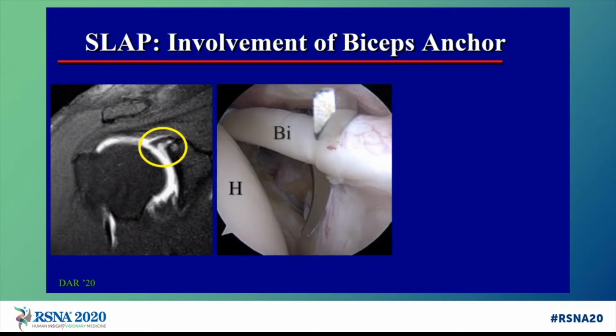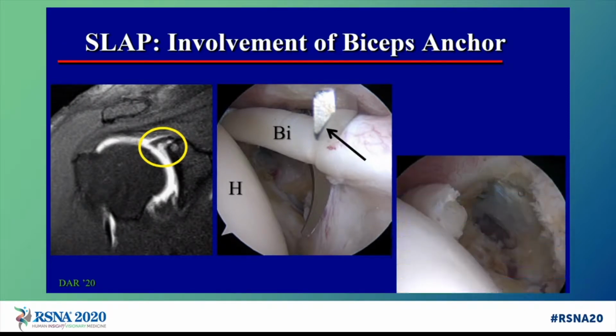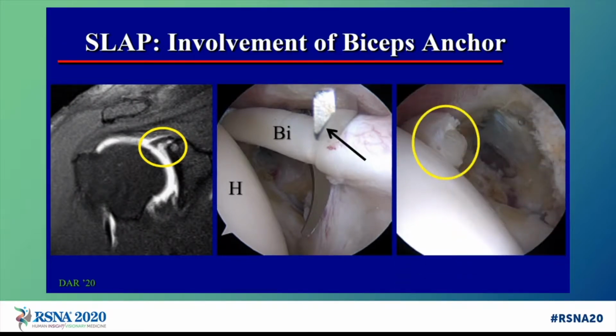The treatment of these is now no longer repairing them, but what we see here. So there's your humeral head and biceps, and this is a knife that's cutting through the biceps, and the treatment is simply cutting the biceps, doing a tenotomy with or without a tenodesis.